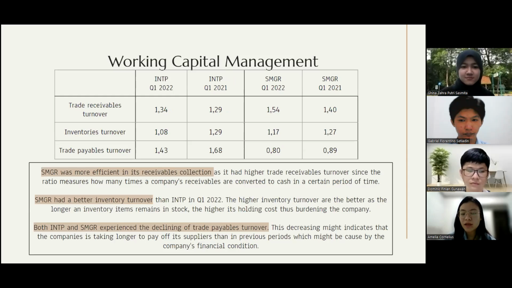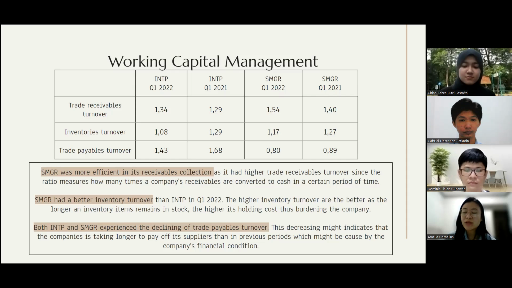Next. Based on the ratios presented on the slide, SMGR was more efficient in its receivables collection, as it had higher trade receivables turnover. This ratio measures how many times a company's receivables are converted to cash in a certain period of time. SMGR also had a better inventory turnover than INTP in Q1 2022.